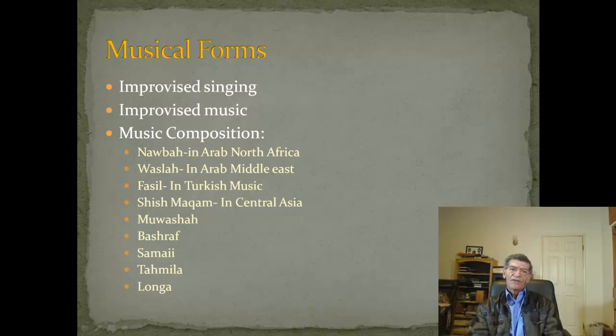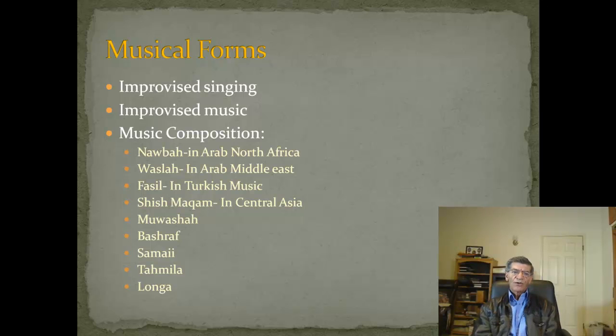The second half of the presentation is about the musical forms. And musical forms are again arbitrarily divided into three different categories: improvised singing, such as the mawal; improvised music, such as the taqsim on different musical instruments; and then the music composition, which is basically the basis of the composition of Arabic music.